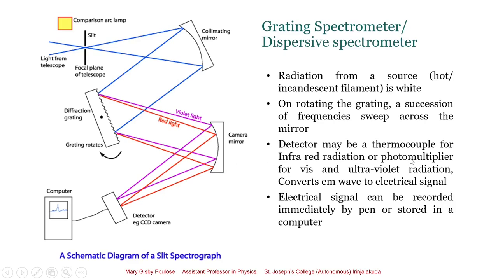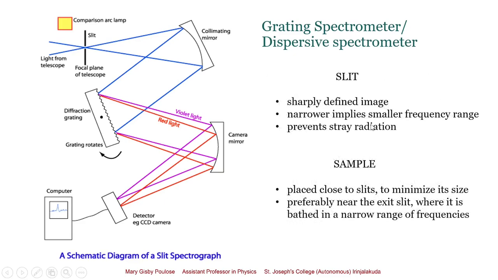Now the detector may be a thermocouple. Thermocouple means it can measure heat. For infrared radiation, we'll be able to measure the heat. Or the detector may be a photomultiplier tube. That is, it can measure the light for visible and ultraviolet radiation. What happens in the detector is it converts this EM wave into an electrical signal. Light is converted into an electrical signal. And this electrical signal is recorded immediately into the computer.